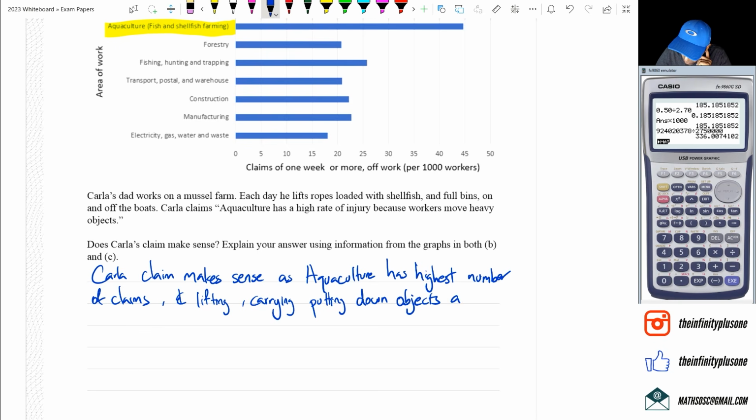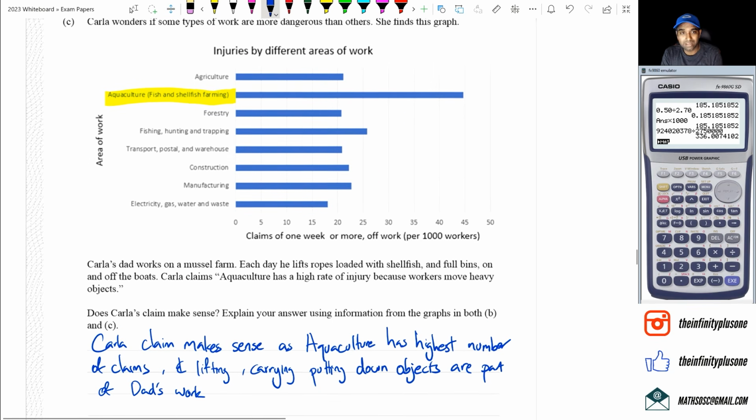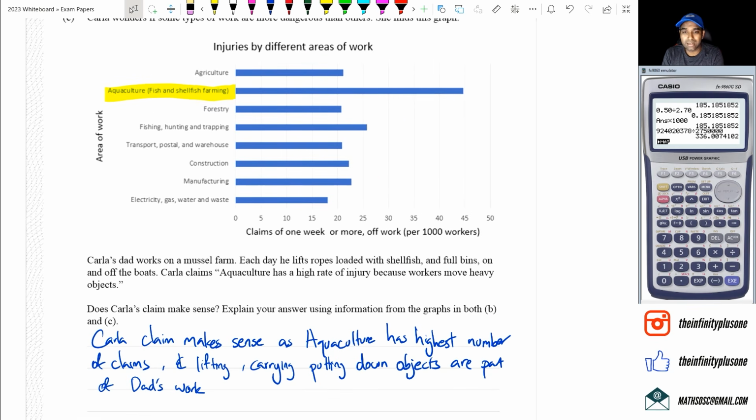A part of her work as well, a part of Dad's work. So it's kind of like connecting both of these graphs together, right? And then actually saying, I think this one does make sense. This is not the question where you say no, it doesn't make sense, because you can look at the graph there, that aquaculture has got the highest number of claims of 1 week or more of work, right?